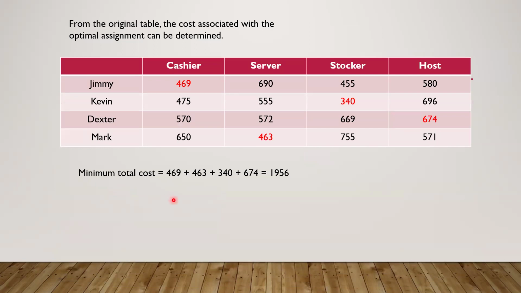After that, from the original table, the cost associated with the optimal assignment can be determined. Jimmy was assigned to cashier, so 469. Kevin as stocker, which has 340. Dexter as host, 674. And Mark as server, 463. So to get the minimum total cost, we add them all. 469 plus 463 plus 340 plus 674 equals 1,956.